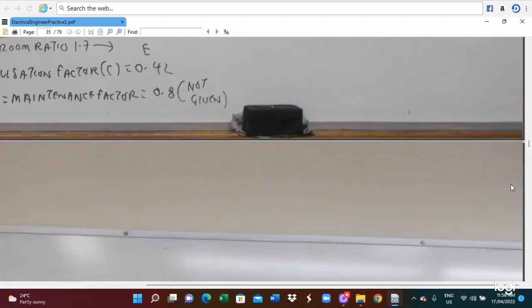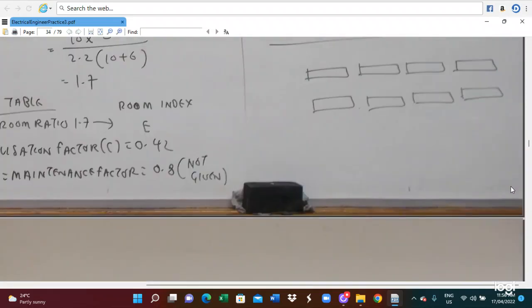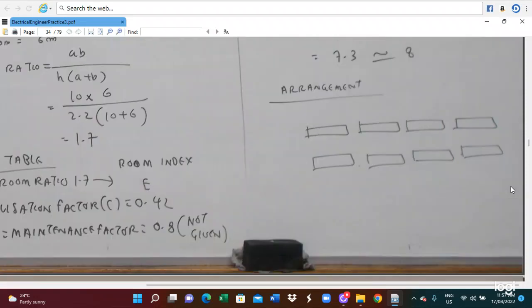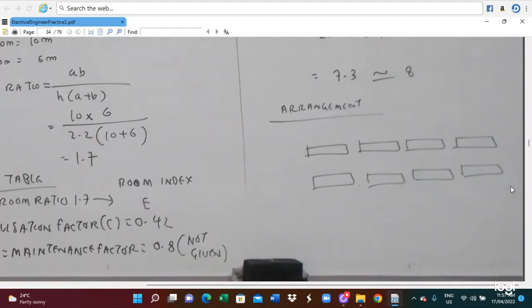Today we are talking about emergencies. This is the lighting system lesson.